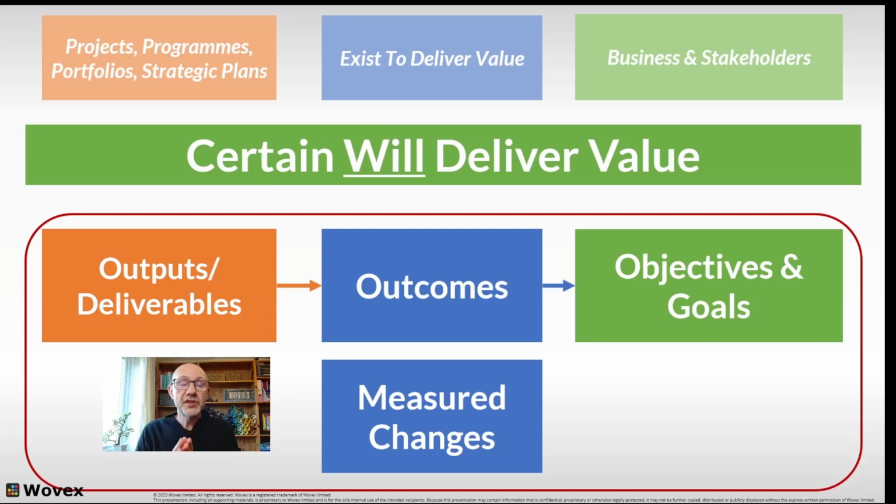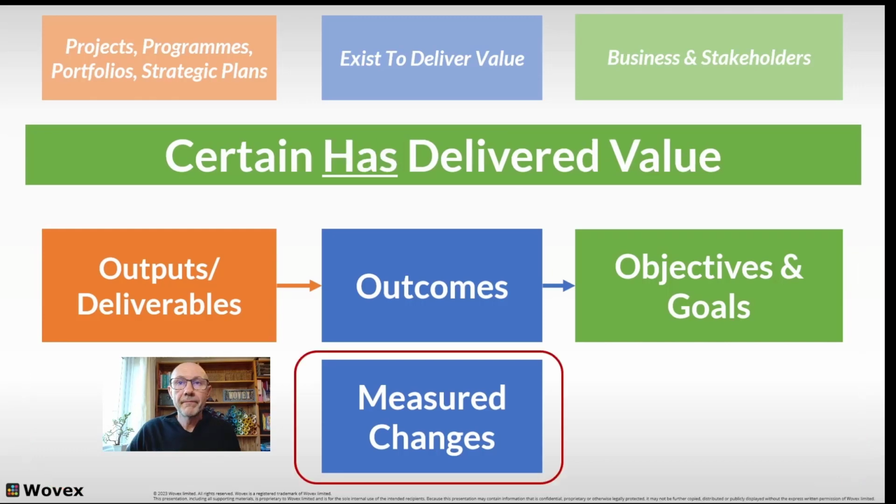Then certainty, the same picture. Are we certain that the outputs, deliverables are enough to make the changes to the outcomes to deliver those objectives and goals? And then the third one, are we certain it has delivered value, what we're doing? And that's really around those measured changes. Are we capturing data? Are we capturing information on them that will help us as feedback see if we're moving closer or further away from where we need to be?